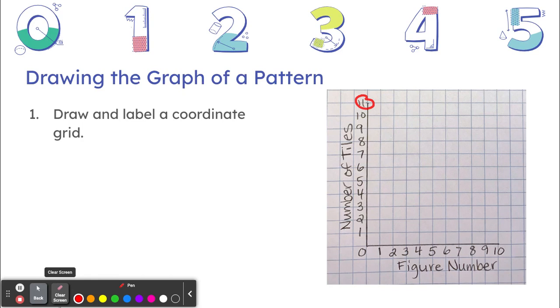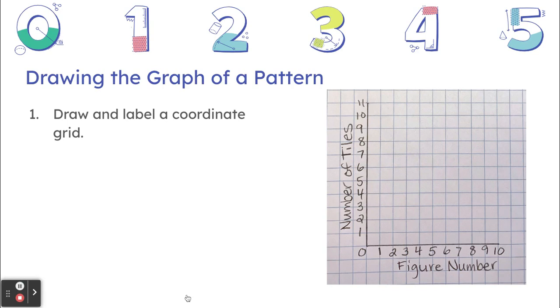And I think you'll come to the realization that the first value in each ordered pair is our x-axis, and none of our numbers went past 10. But in our table of values, the output value, which is our y-axis value, we did have one ordered pair that went up to 11. So I need to make sure that I have a grid that's big enough that I have my space for all of my coordinates.